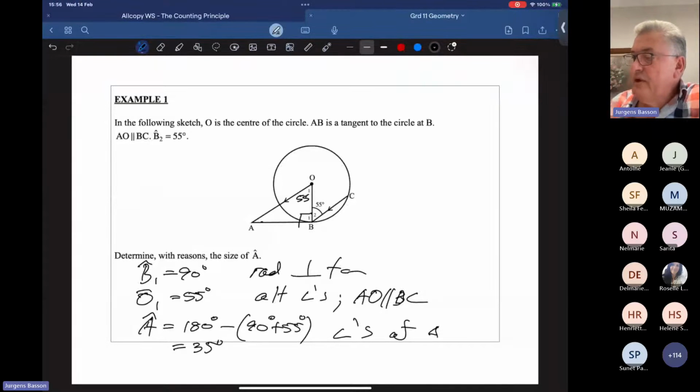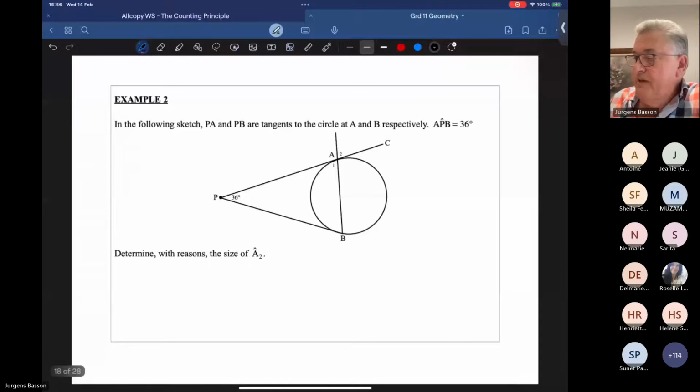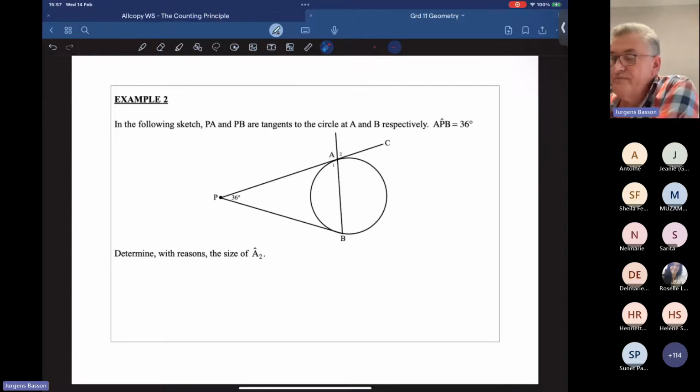Not too difficult, but using the theorem, radius perpendicular to a tangent. This one you notice there are two tangents, so it's very obvious it's based on that. So this angle is 36, angle P. Angle P is 36. And they want us to find A2. Now, A2 and A1 are the same. So if we forget A1, we have A2. So let's see how can we do it.